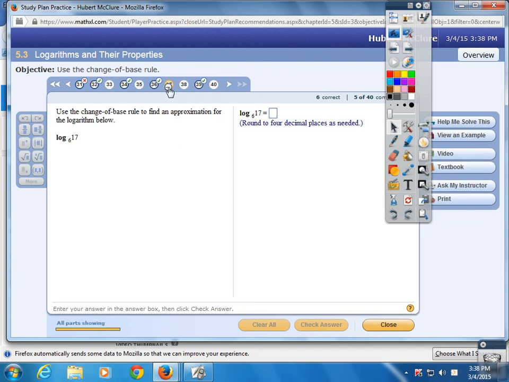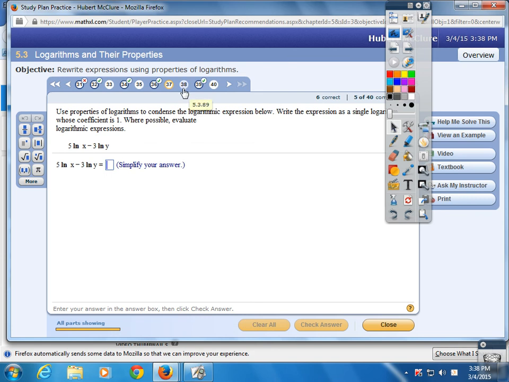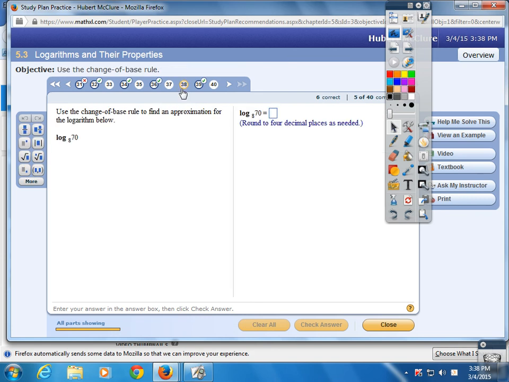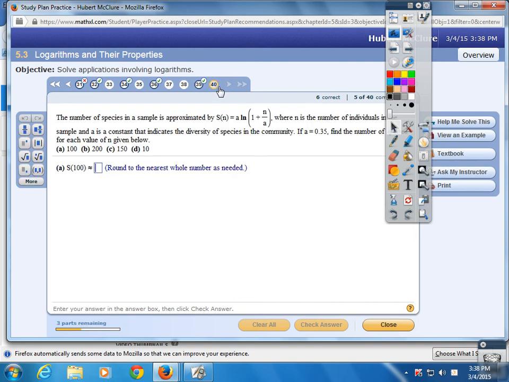And those change base, y'all know how to do the change base right there. Log base 8 of 70. I'm not going to ask you, that's log of 70 over log of 8. And that takes care of that section.